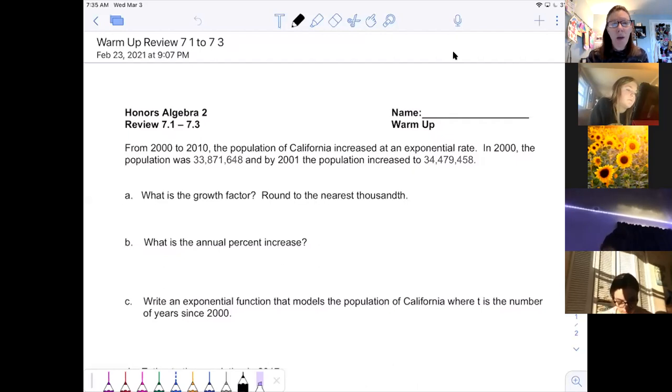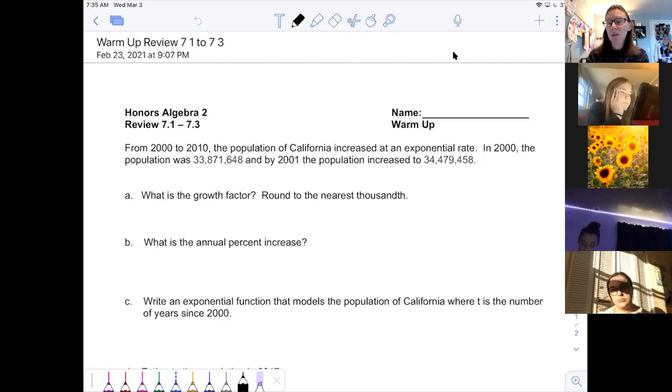In 2000, the population was 33,871,648. The next year, 1 year later, it's increased to 34,479,458. So that's a pretty big increase from 1 year to the next. The first question says, what is the growth factor? Round to the nearest thousandth.